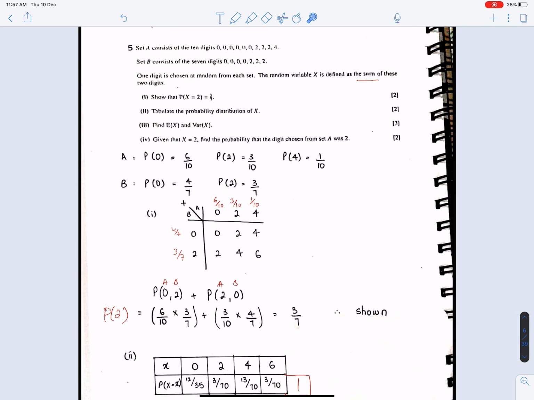Set A consists of 10 digits. Some digits are repeated. Set B consists of 7 digits. 0 and 2 both are repeated. One digit is chosen at random from each set. The random variable x is defined as the sum. Now this is very important, the sum of these two digits. The operation is addition.